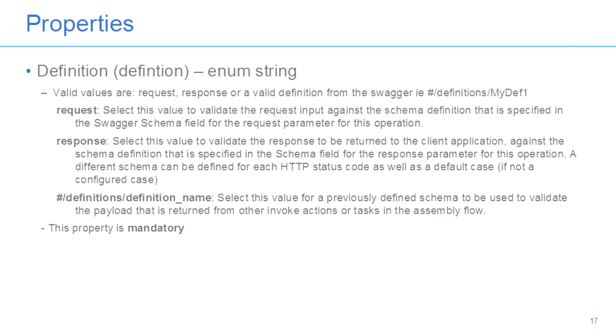Or if you want to fix the validation to use a specific schema, the schema is created and stored in the definitions section of the Swagger, and then you just specify #/definitions/definition name, and it will utilize that specific schema to do the validation against. And as this is the only property, it is a mandatory property.